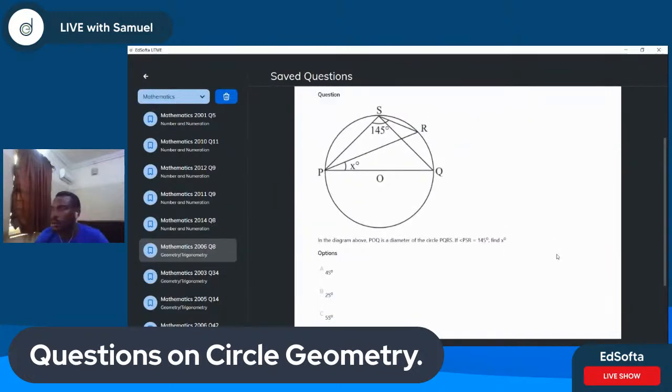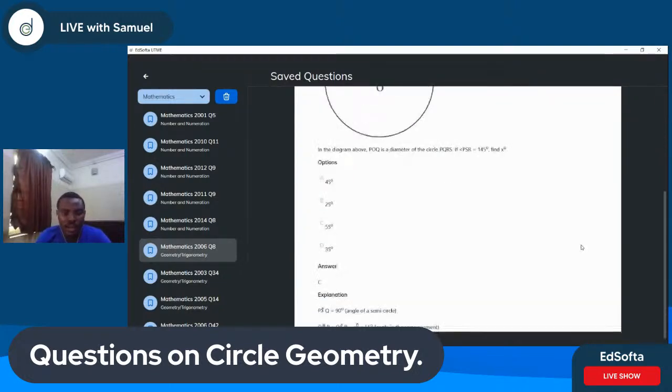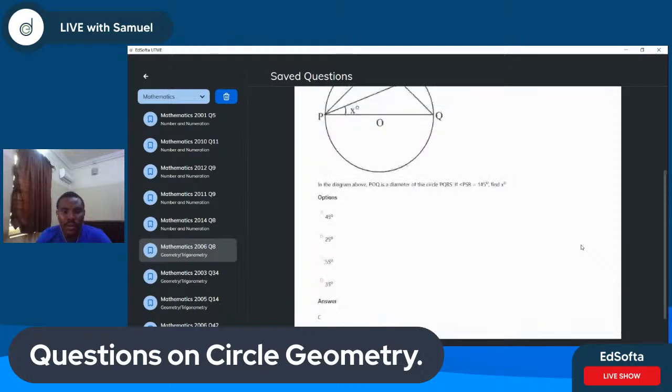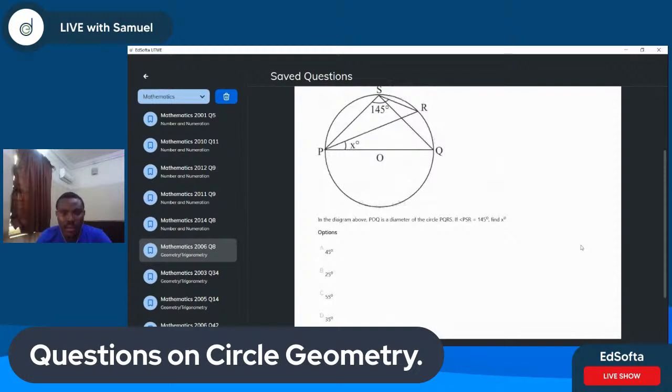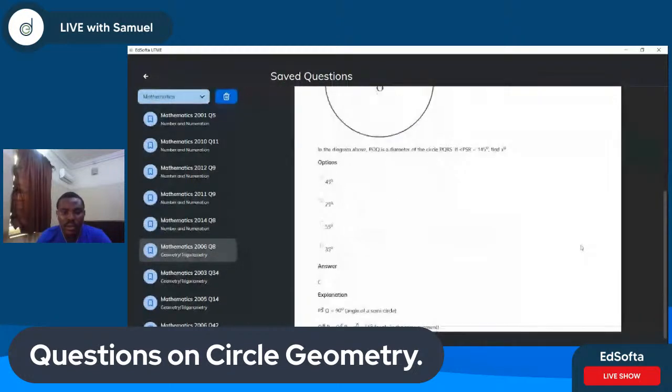The diagram above, POQ is a diameter of a circle. In the diagram above, POQ is a diameter of a circle PQRS. If PSR is 145 degrees, find X. Find X.